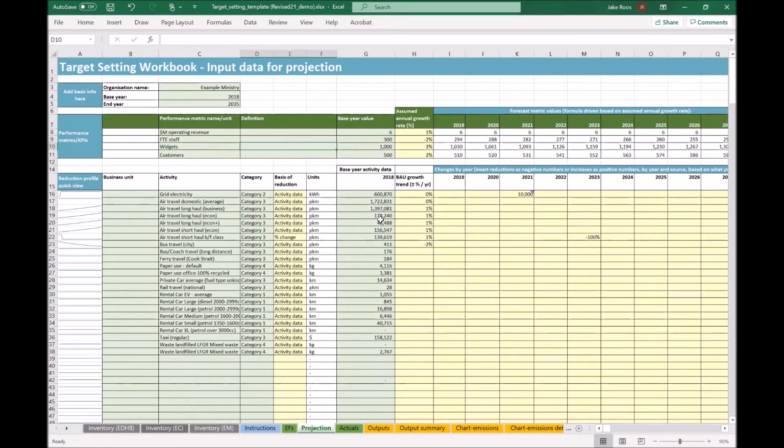So that's your projected metrics, which, as I say, are used in some of the outputs.